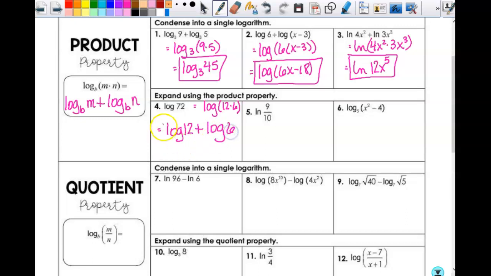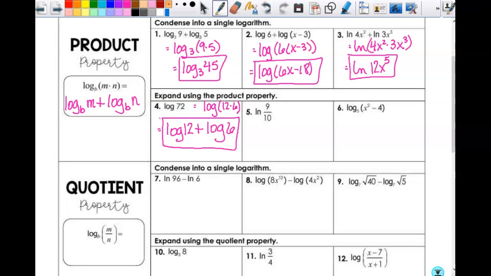Now, when you would actually need to use this, you would probably have a goal in mind. Like, if I needed a log of 8 to cancel out somewhere, then if I expanded that, I would probably use 9 and 8 instead of 6 and 12. But we don't know, so I could do 2 and 36. There's a lot of options there. So even on the assignment, you could have more than one right answer, and it's fine.